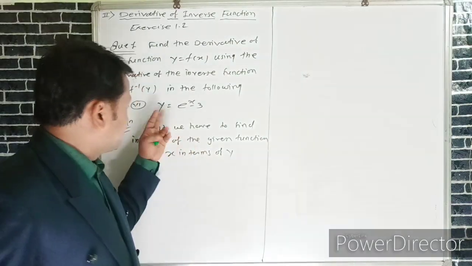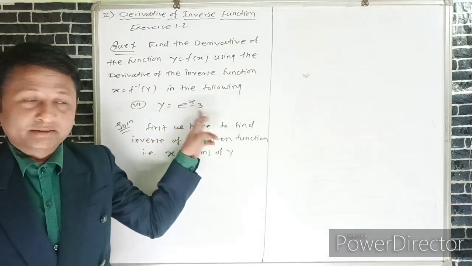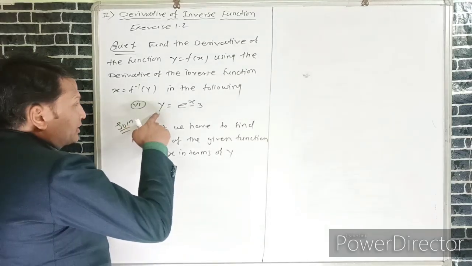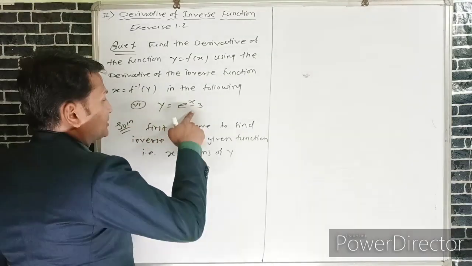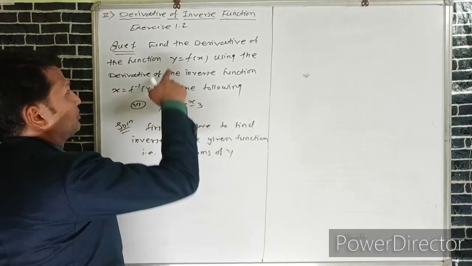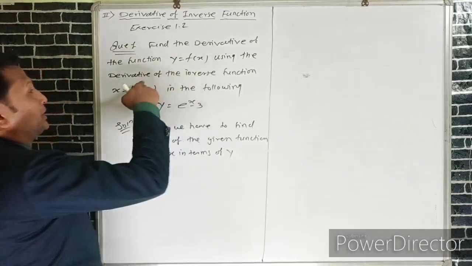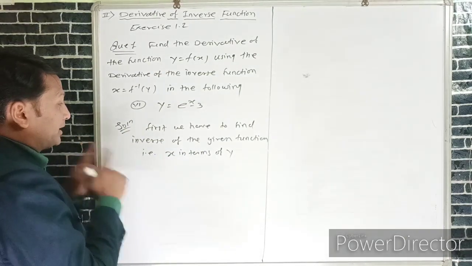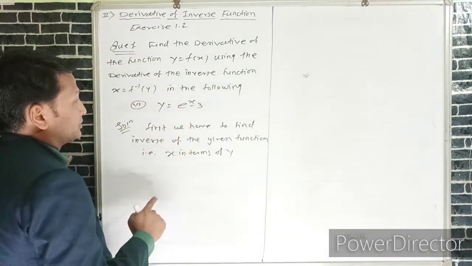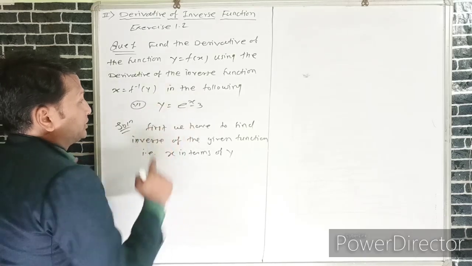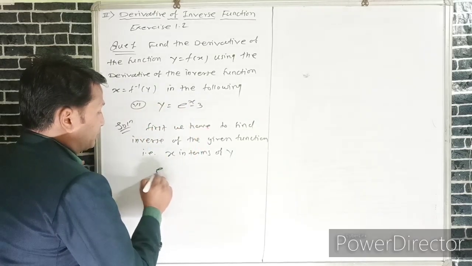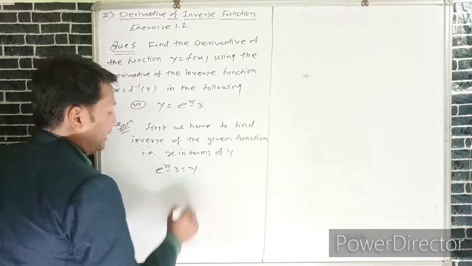Example number 6 is y is equal to e to the power x minus 3. This function is y in terms of x. If we have to find the derivative of y with respect to x by using the derivative of the inverse function, then again we first have to find the inverse of the given function. The given function is y is equal to e to the power x minus 3. We can write e to the power x minus 3 is equal to y.